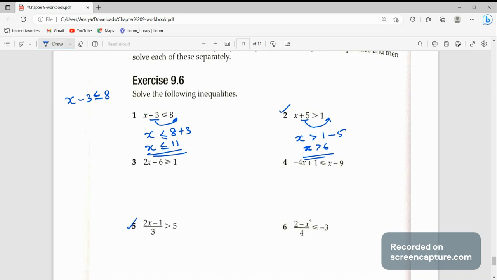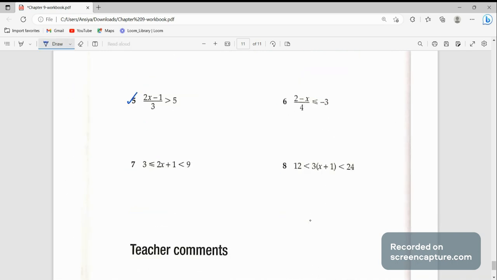Okay, we will look at question 5. So (2x minus 1) divided by 3 greater than 5. So list out who is with x. Very close to x is 2. After that, there is a minus 1. After that, there is a division by 3. So the one which is far from x moves first. So first you move this division by 3 which becomes multiplication by 3. (2x minus 1) greater than 5 multiplied by 3, which is 15.